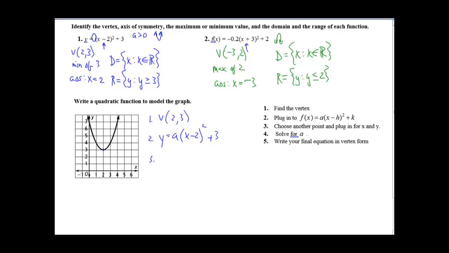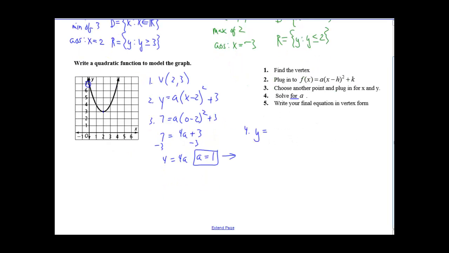Number 3 says we need to choose another point that is in there and plug it in for x and y. So if we notice, kind of following the curve, we have probably the best one is this 0, 7, the y-intercept. So let's plug in 0, 7, 7 for y, 0 for x. Now let's solve. So we get 7 equals negative 2 squared is 4a plus 3. When you subtract 3, you get 4 equals 4a, a equals 1. Therefore, we can write our equation, y equals 1, x minus 2 squared plus 3.